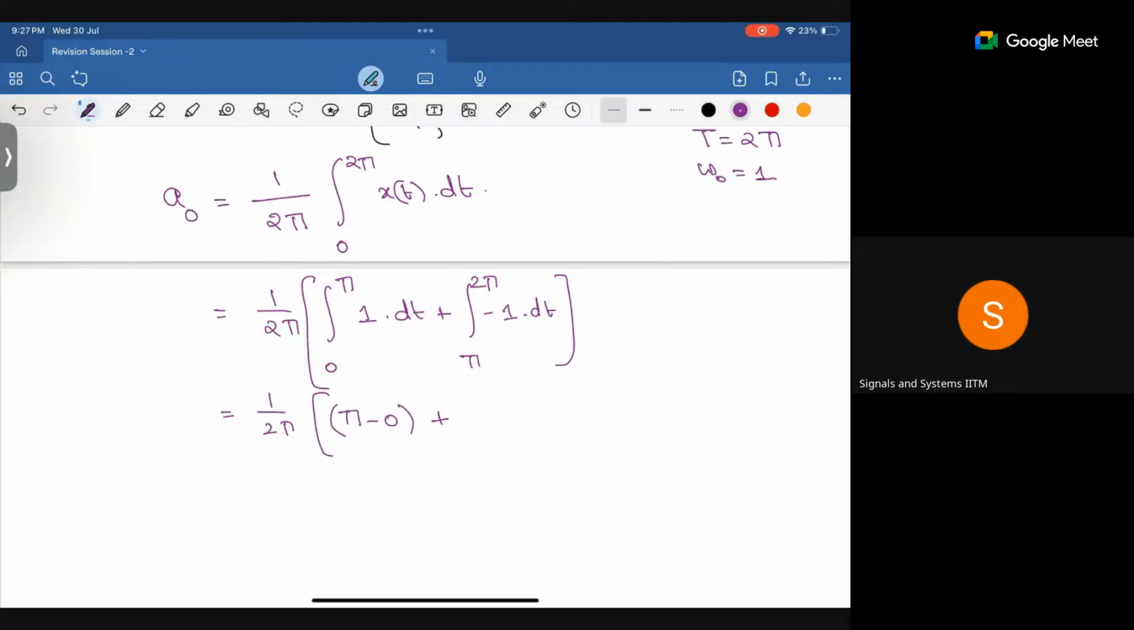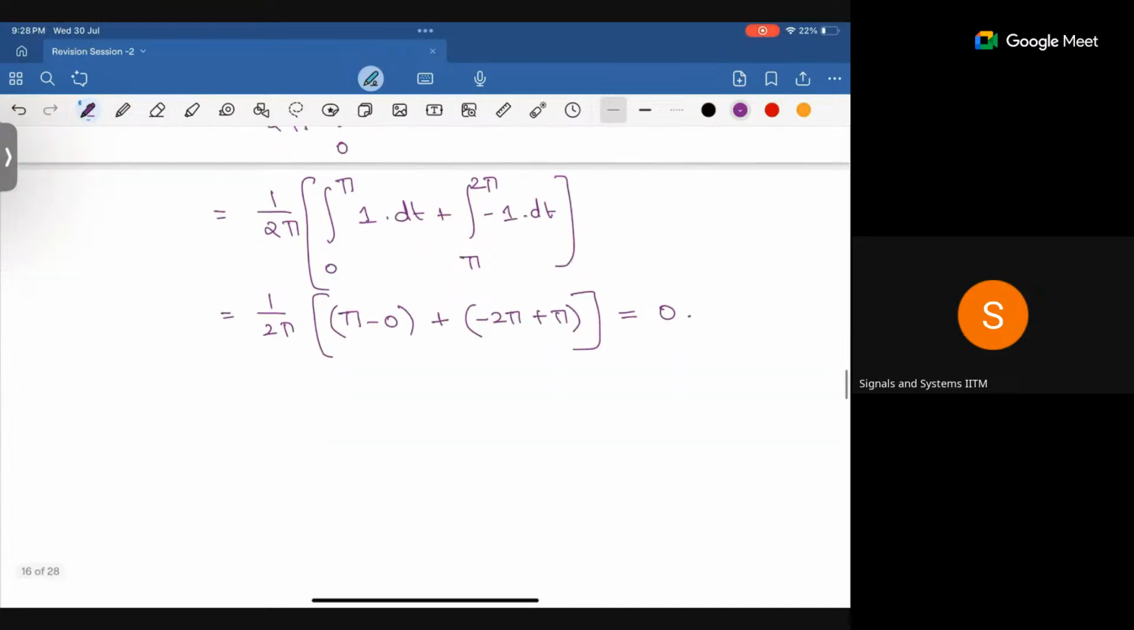plus, this is integral of minus 1 is minus t. And when I substitute, it will just be minus 2 pi plus pi. Right. So this is pi and that is minus pi. Pi and minus pi will get cancelled out. So our average value is also 0. Even A0 is also 0. Okay. So this is A0.